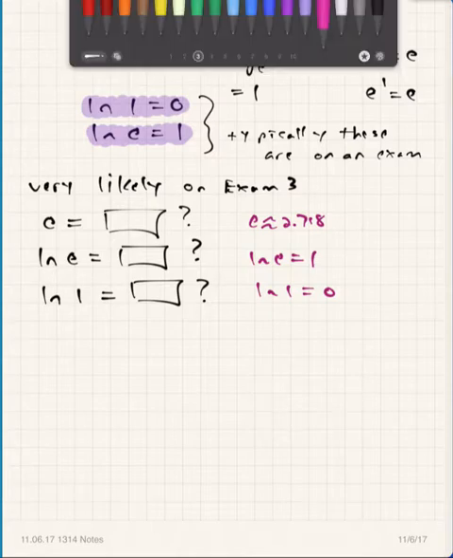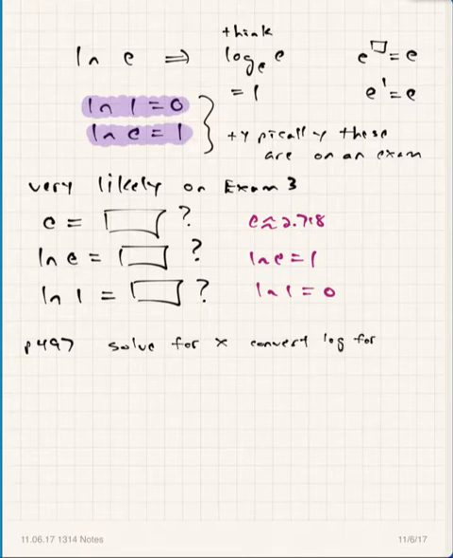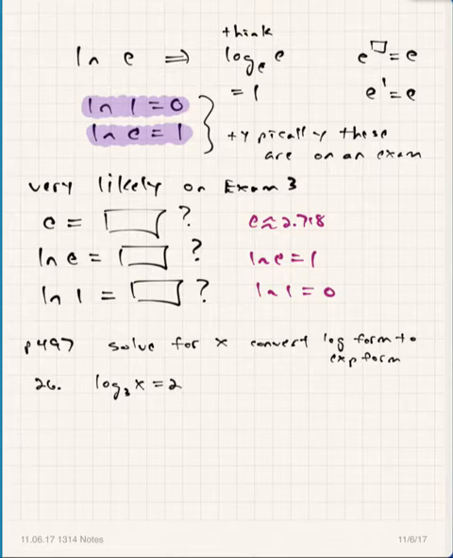All right, so continuing on page 497. A couple more problems. It says solve for x by converting the log form to exponential form. So let's look at those problems for a second. This is problem number 26. You have log base 3 of x is equal to 2. And they're asking you to solve for x here. So you write this in exponential form.